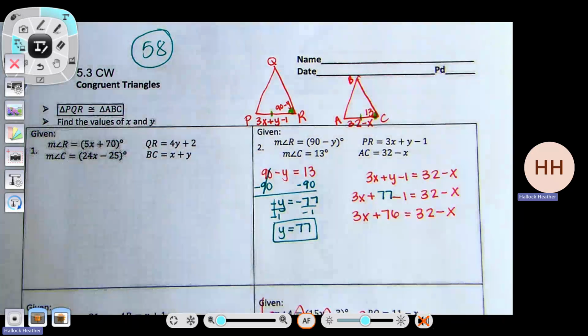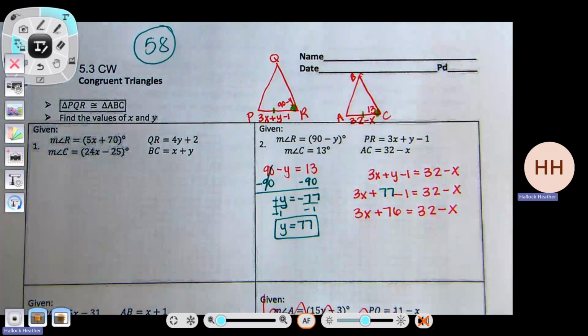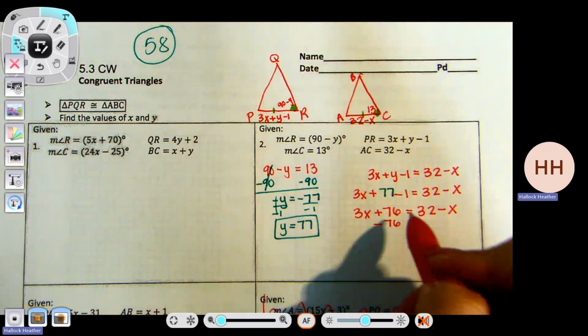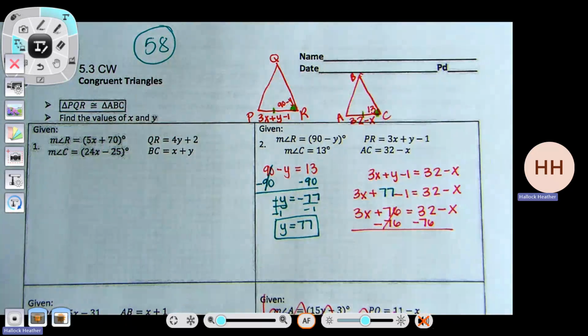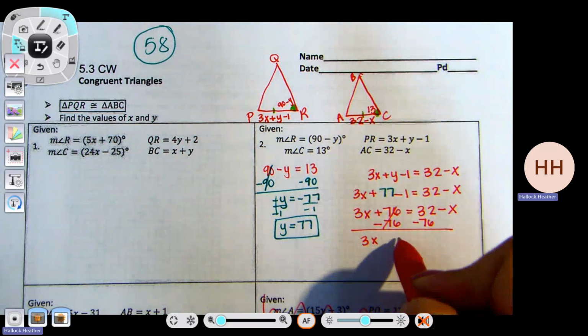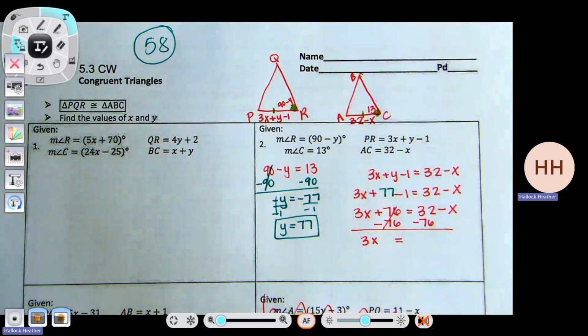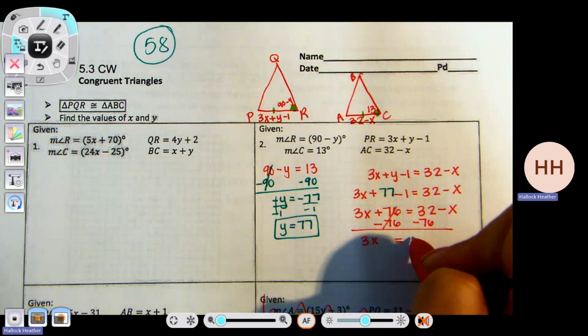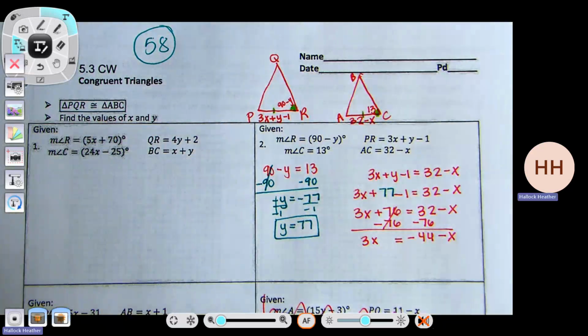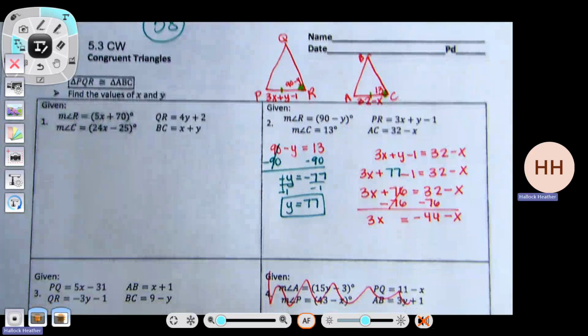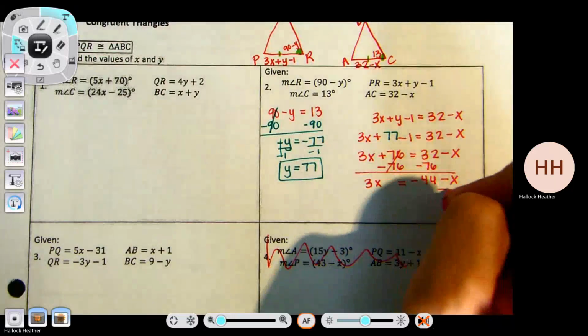Does anybody have a preference on what we move first? The 76, sure, let's move the 76. So I'm going to subtract 76. You could move the 32 or the 76, either way. So I have 3x equals 32 minus 76. I'm at the calculator. Negative what? 44. And now this looks weird, but it's fine. Now what do we do? Add x.